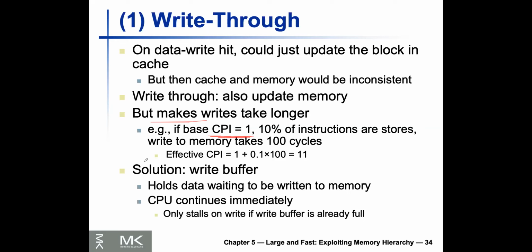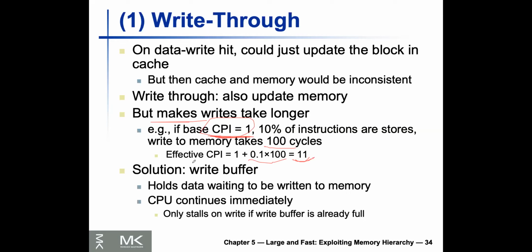And a write to memory requires 100 cycles. So the effective CPI, which turns out as a result of a write-through, which updates both the cache and the lower level of the memory, is going to be that 1, the old one, plus 10% of the time that we are updating, which requires 100 cycles. Okay, and it would increase our CPI dramatically, right? Now our CPI goes from 1 to 11, which is very, very bad.